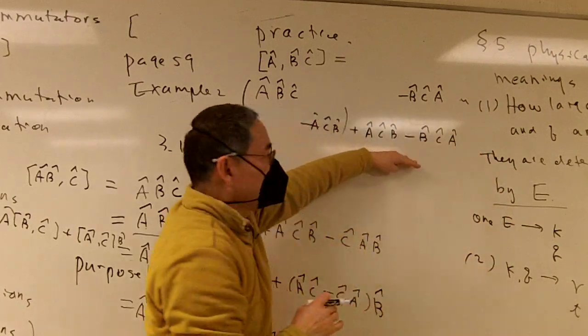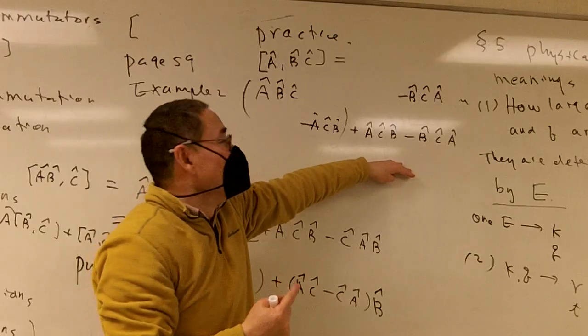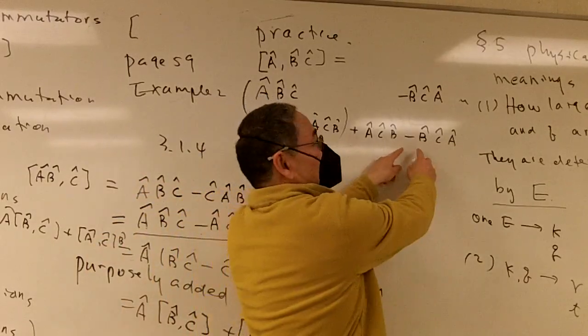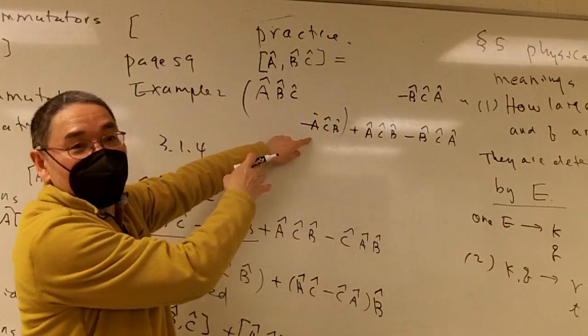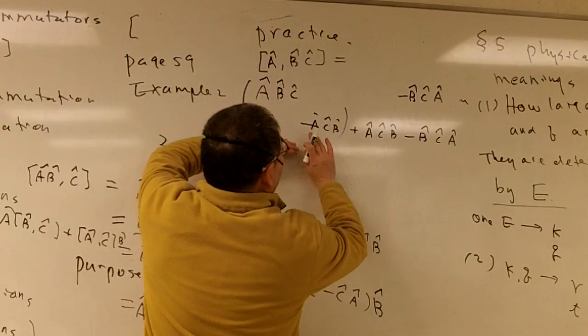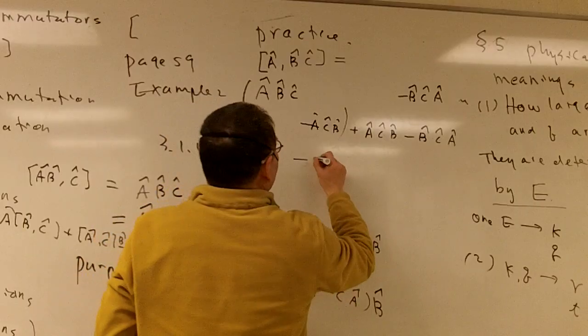So you see, this term doesn't allow you to pull out another factor in the front. You cannot pull out A because there's A in the back. You cannot pull out B because B is in the front. Therefore, you should not subtract this term. Instead, you should do it like this. In other words, not subtract this, you minus, watch carefully.